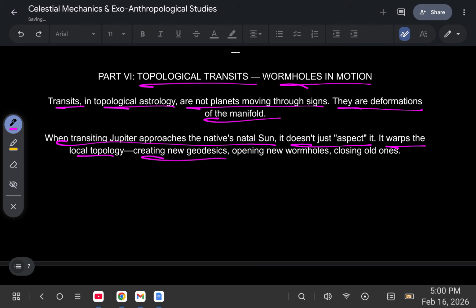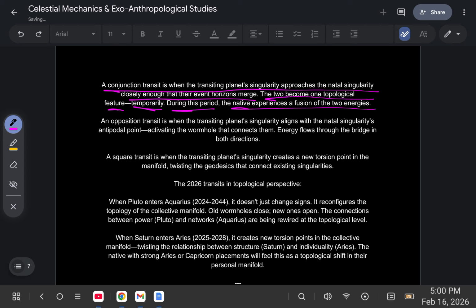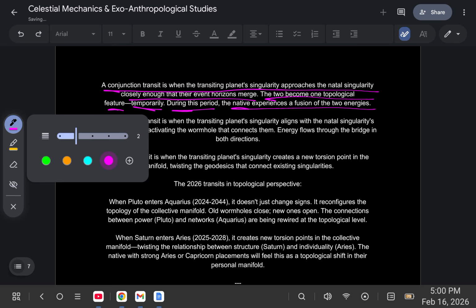So let's go through how a conjunction transit works. It is when the transiting planet singularity approaches the natal singularity closely enough that their event horizons merge. The two become one topological feature temporarily. During this period, the native experiences a fusion of the two energies.